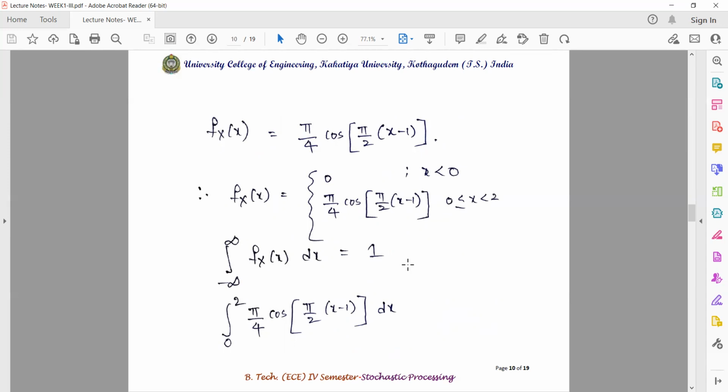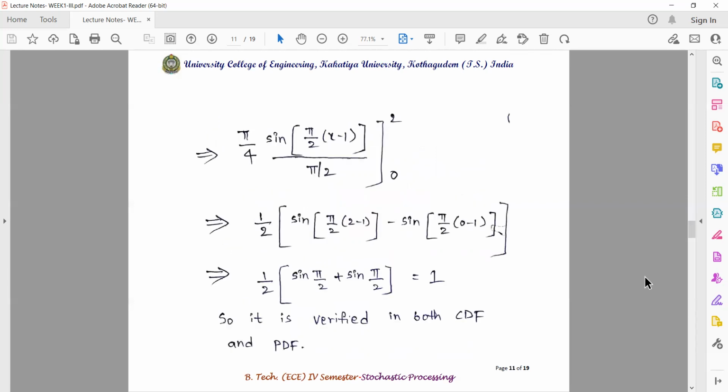The property of the PDF is that the integral from minus infinity to plus infinity of fx of x dx is equal to 1. Substituting the same, with limits from 0 to 2, pi by 4 cos(pi by 2 x minus 1) dx. Evaluating the integral, you can see here sine(pi by 2 x minus 1) by pi by 2, substituting the limits 0 to 2, and it leads to 1. So it is verified in both the CDF and PDF form.